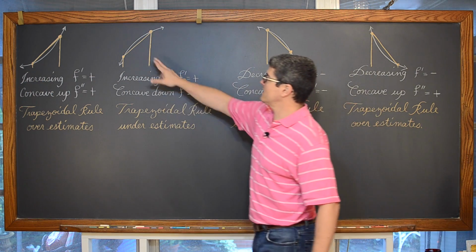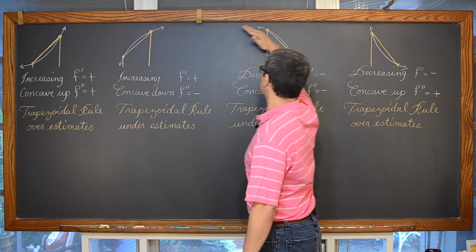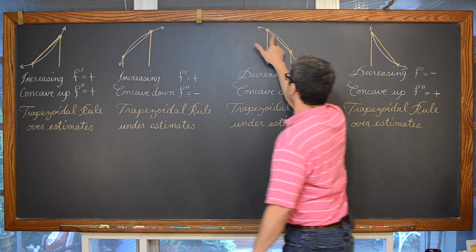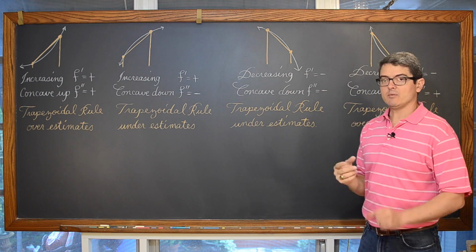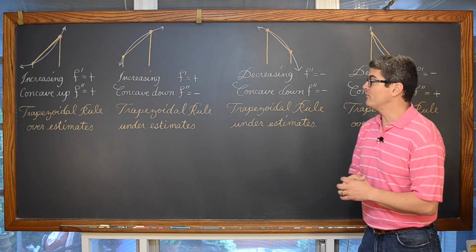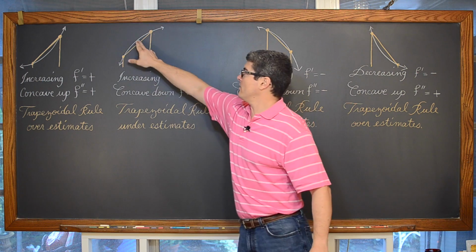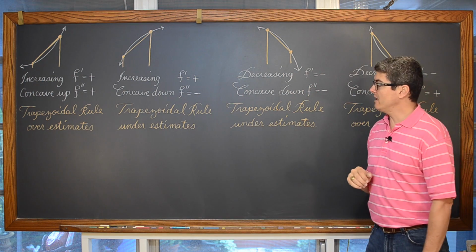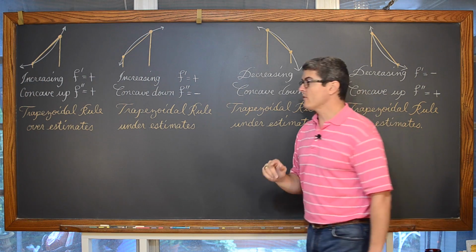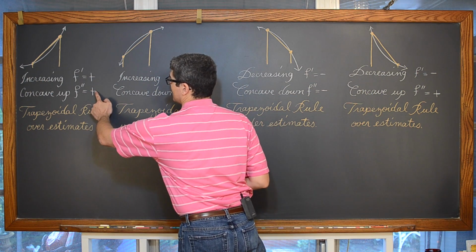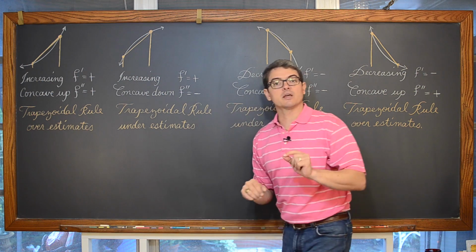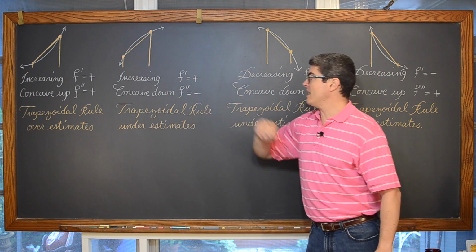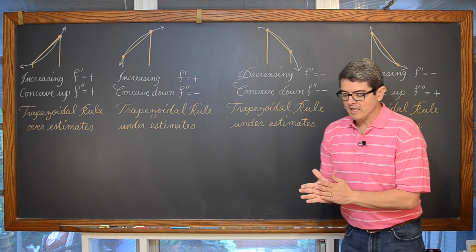And when your function is concave down, whether it's increasing or decreasing, when you connect any two points along that function with a straight line, which would effectively be one of the legs of that trapezoid, you're going to see it falls a little bit below that function and underestimates the definite integral. So the trapezoidal rule overestimates when your function is concave up, or the second derivative is positive, and it underestimates when your function is concave down and your second derivative is negative.